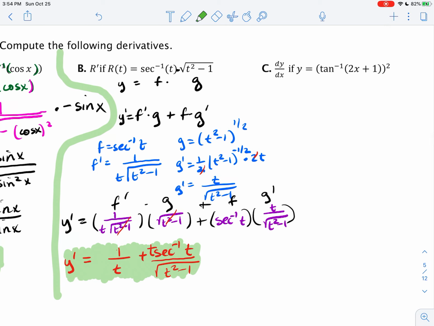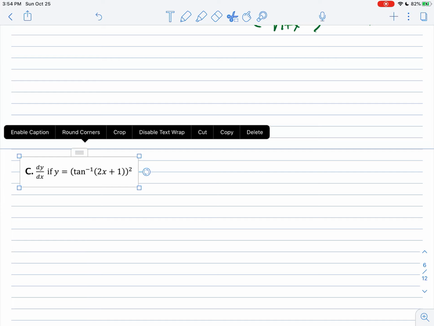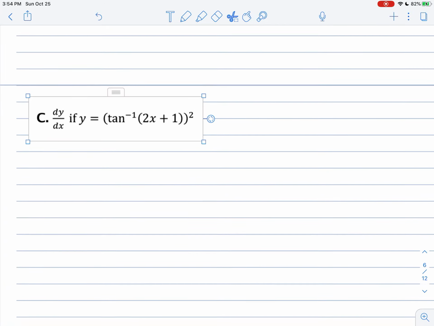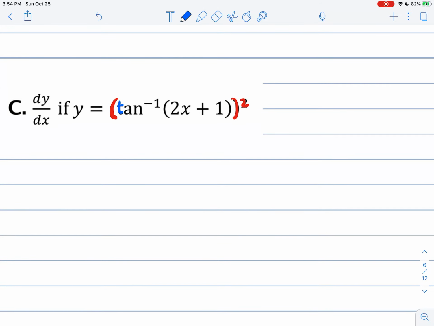All right, the last one looks like I've got chain, chain, chain. So we might want to take this to another page, and I'm going to take it to another page so we have nice room down below. All right, here we go. Find dy dx if y is equal to. So I notice that I have an outside function, and my outside function here is x squared. And I also have another function, so this is going to be a double chain rule.